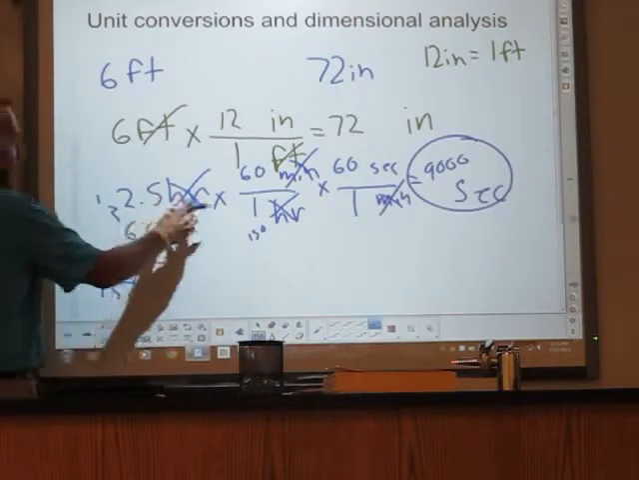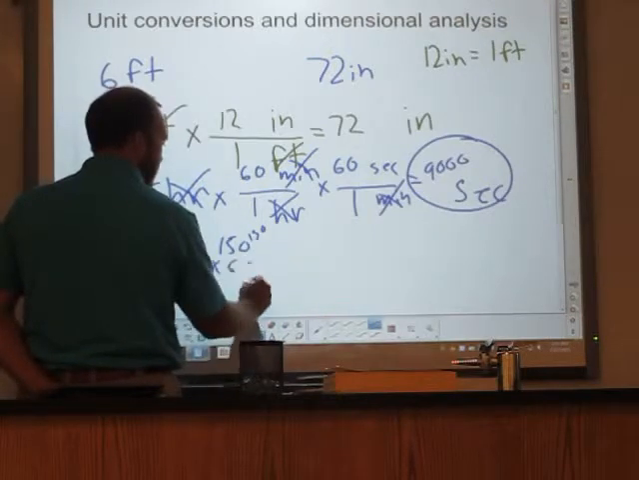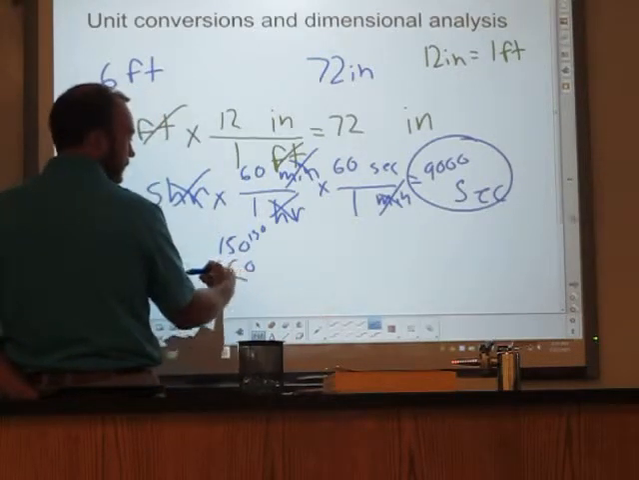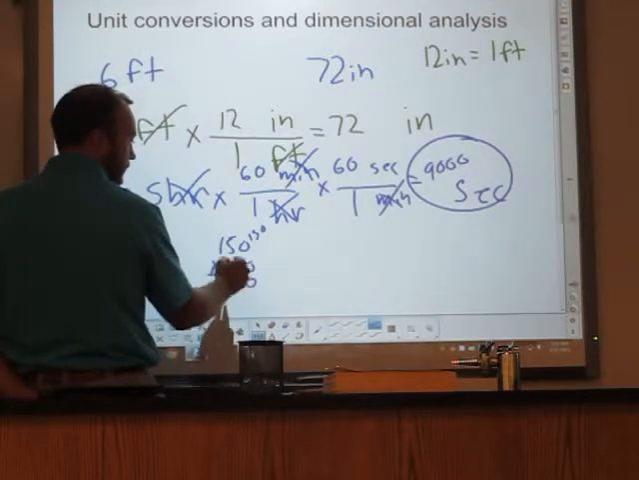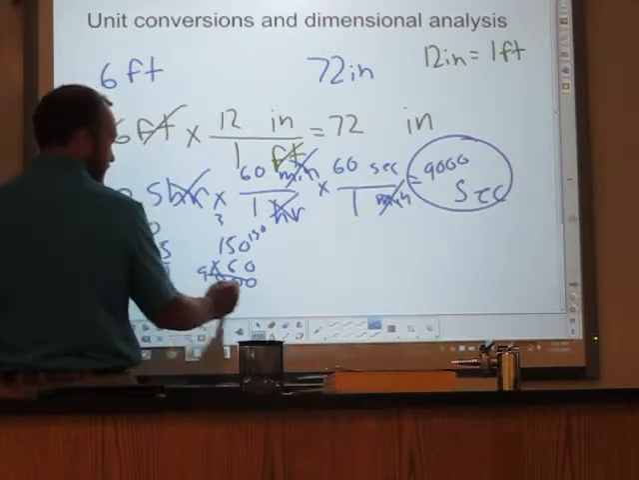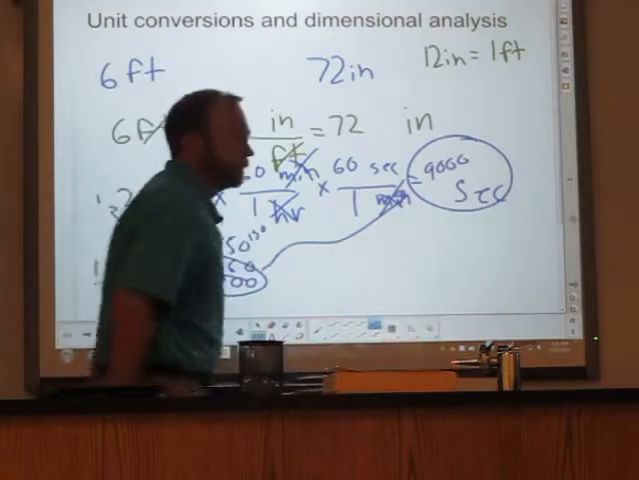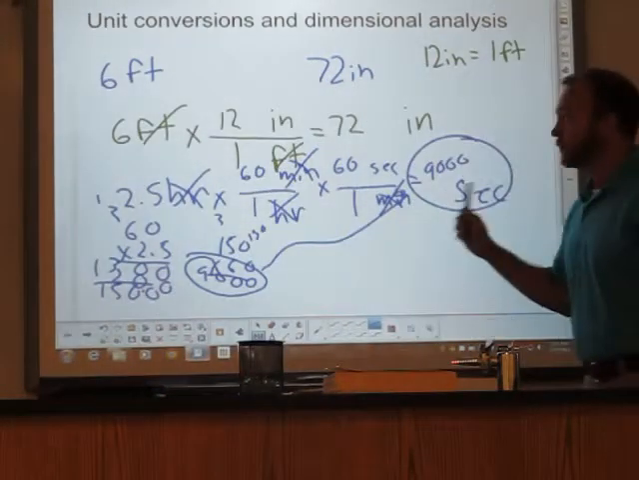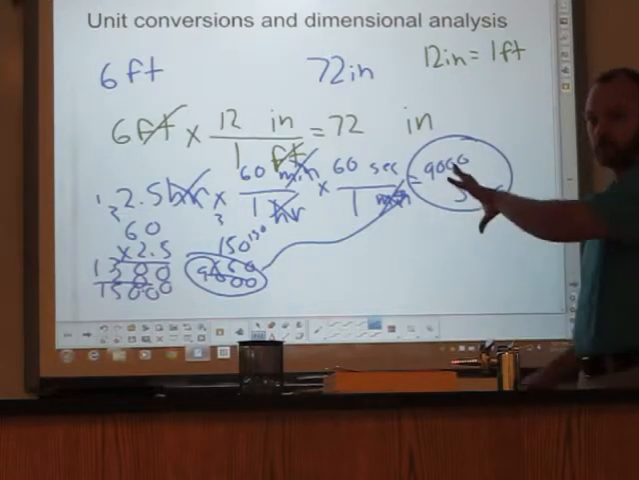But now that 150 has to multiply 60, so I have 150 times 60. The 0 I'm going to skip. 6 times 0, well, I'll put a 0 placeholder. 6 times 0 is 0. 6 times 5 is 30. 6 and 3 is 9. 9,000. 9,000 seconds. However you get it, you need to be able to do simple problems like that either in your head or on paper.